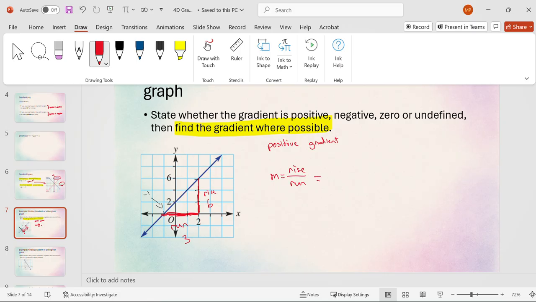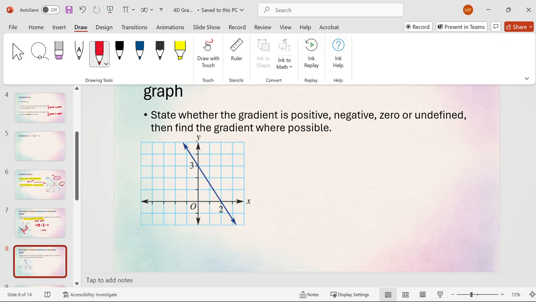Since we've already identified what rise and run are, numbers wise, we can just substitute it in. So we're left with 6 over 3. And what's 6 over 3? That just becomes positive 2. Therefore, m equals 2, just like that. And that's how you do it.